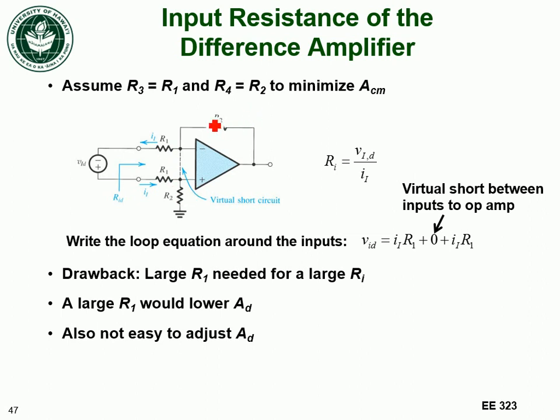Okay, so now we have four resistors, but two of them have the same values, and the other two have the same value as well. We want to figure out what this input resistance is, assuming we have some difference between the two input terminals. So this is still going to be VI1, and this voltage is still VI2, but it's just represented by this voltage, VID, which is the difference between VI2 minus VI1.